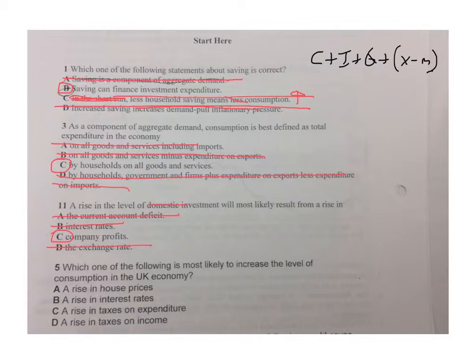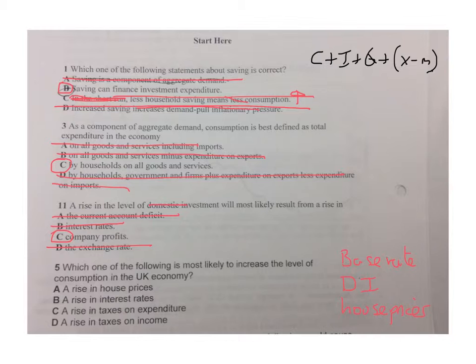Right, the next one is, which of the following is most likely to increase the level of consumption in the UK economy? Okay, consumption. What are the factors that we know affect consumption? The ones we had were the base rate. What else did we have? We had disposable income, and then we also had house prices. Let's see if any of these ones come up.